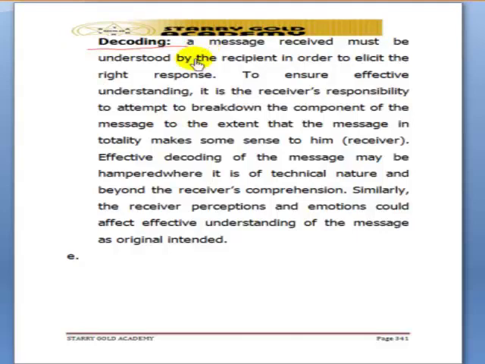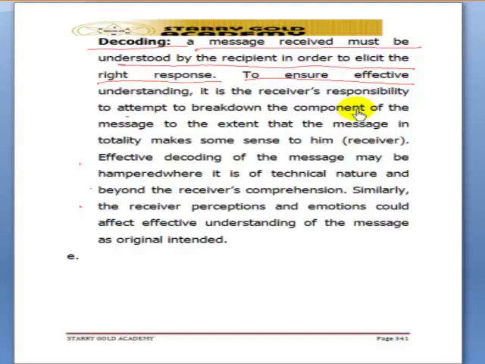Of course, decoding is a job for the receiver, while encoding is a job for the giver of the message. Decoding is a job for the receiver of the message. A message received must be understood by the recipient in order to elicit the right response. So if the message is not understood, definitely there is what we call a barrier. It has to be understood.